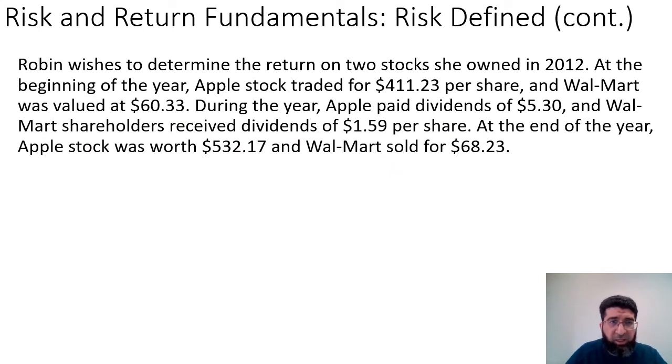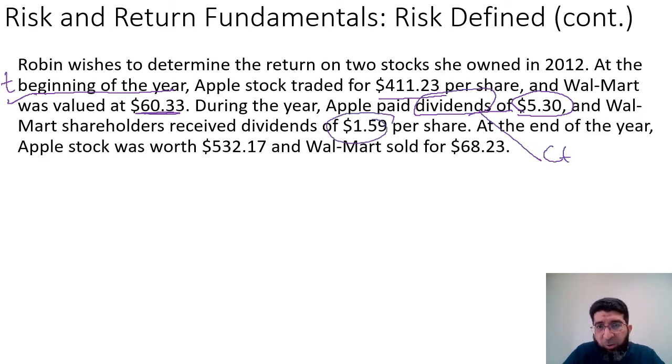Now we have a question at hand. Robin wishes to determine the return on two stocks she owned in 2012 at the beginning of the year. So this is the beginning of the year, which is what we call time t. Apple stock traded for 411.23 per share, and Walmart was valued at 60.3. So at time t the prices were 411 and 60.3 for Walmart. During the year, Apple paid dividends of 5.3. So this is the cash flow C_t, and Walmart shareholders received a dividend of 1.59 per share.